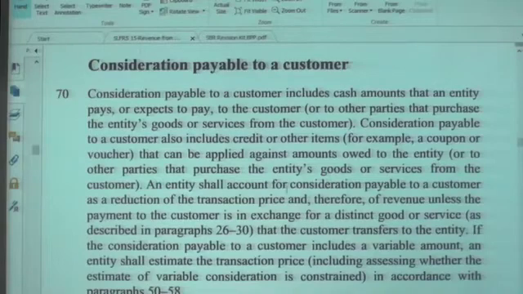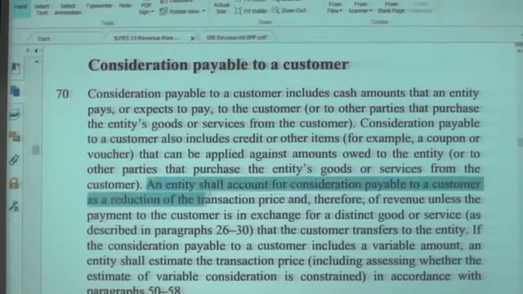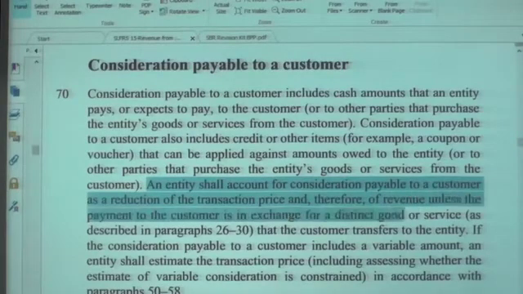An entity shall account for consideration payable to customer as a reduction of the transaction price. Underline that; that is the point you need to highlight. An entity shall account for the consideration payable to customer as a reduction of the transaction price or revenue unless the payment to customer is in exchange for a distinct good or service. Is that clear? That's why I told you your net revenue will be 27.